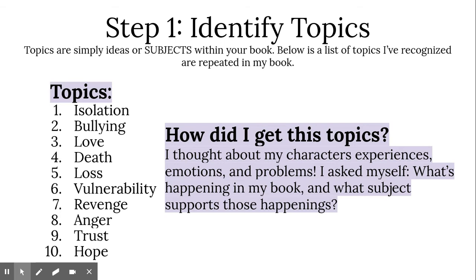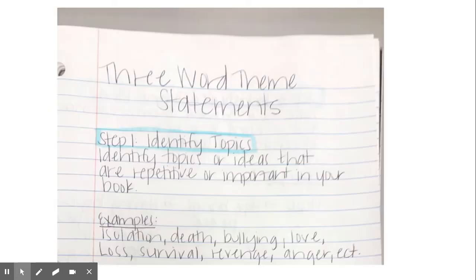And so in order to get all of these topics, I simply looked at my characters' experiences, their emotions, and the problems they faced. And I asked myself, what's happening in my book and what subjects support those happenings? And that's how I came to my list of 10 topics. And so what you should have in your notes so far is this.